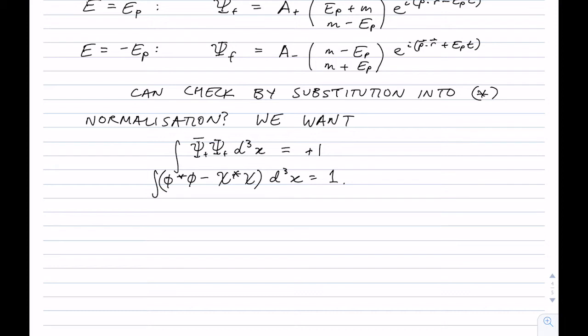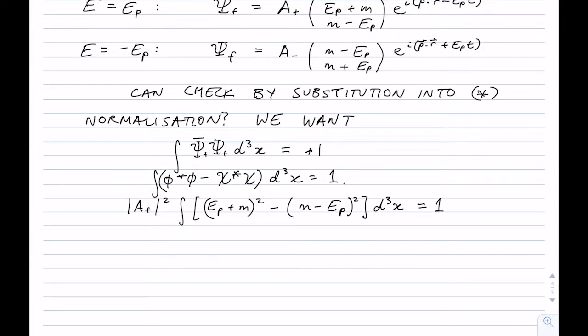That's over all space. So that's A plus squared times the integral of (EP plus M) squared minus (M minus EP) squared over all space is equal to 1.